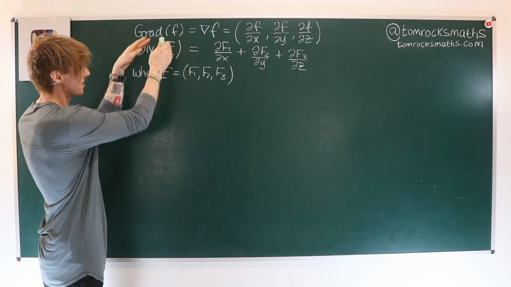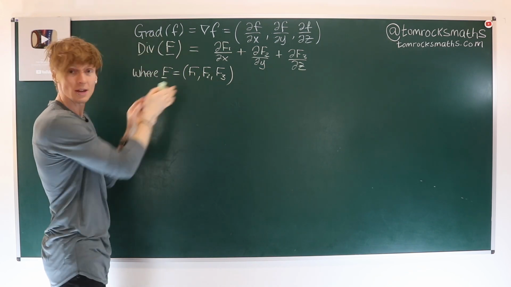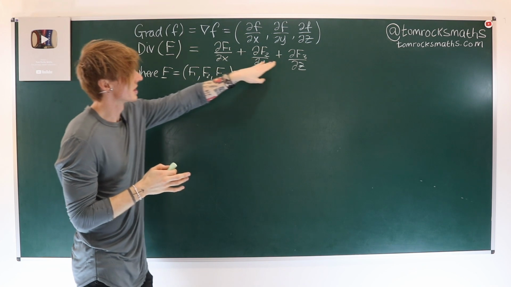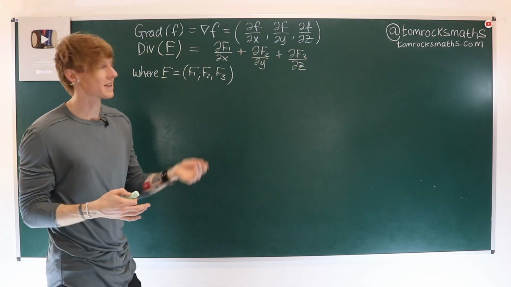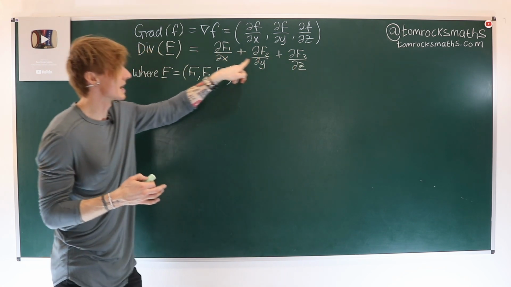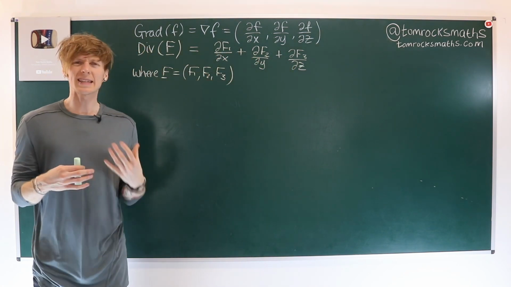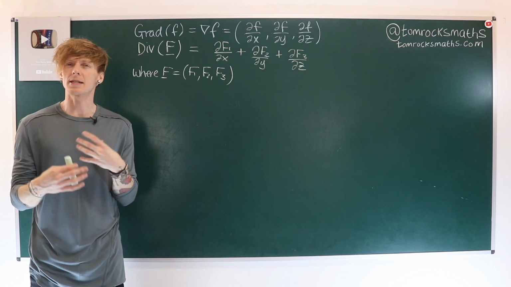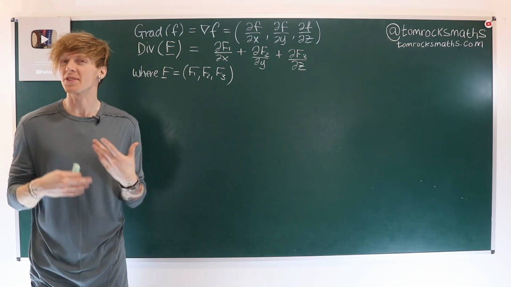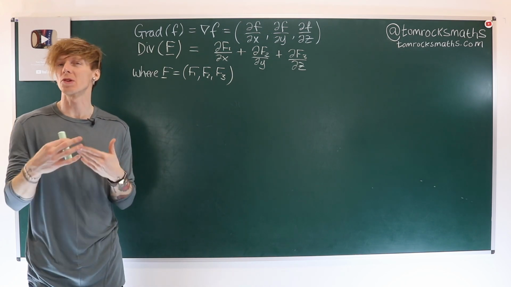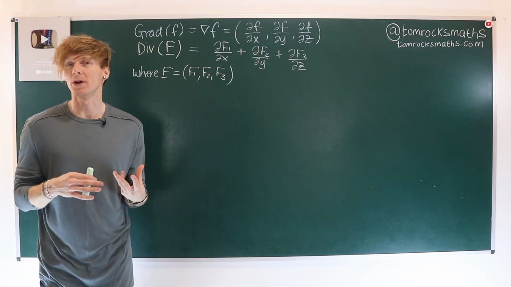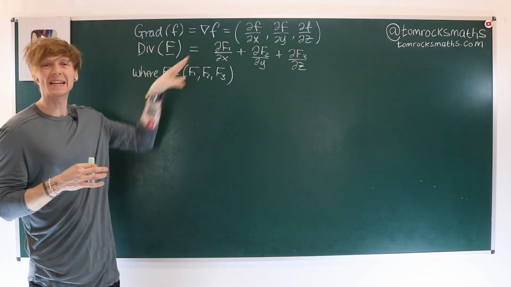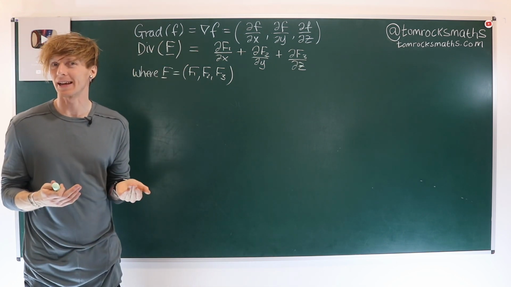We input a vector capital F, which has three components, and our output is a sum of three individual partial derivatives. So this output here is going to be a scalar. It's a little harder to understand exactly what the divergence represents compared to the gradient vector. However, as a starting point, we can just look at what it is that we're calculating.